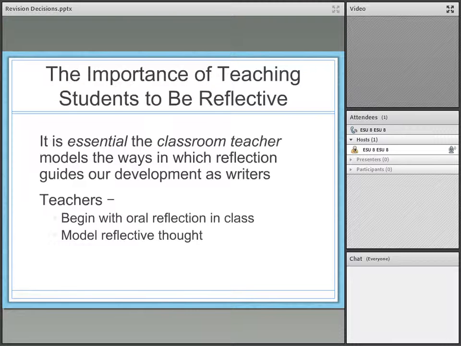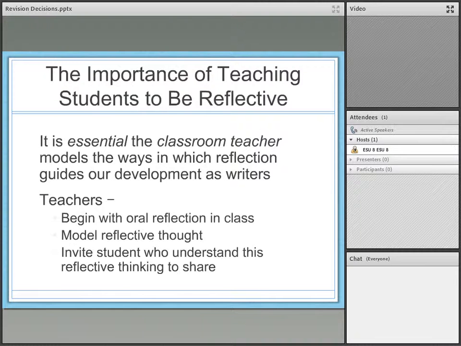Now, as you model and over time, I encourage you to invite a student who understands the reflective thinking process and have them share about their piece. In other words, have students model reflective thought. Not only you, but students. And it only becomes stronger and stronger the more opportunities you offer your students to be reflective.